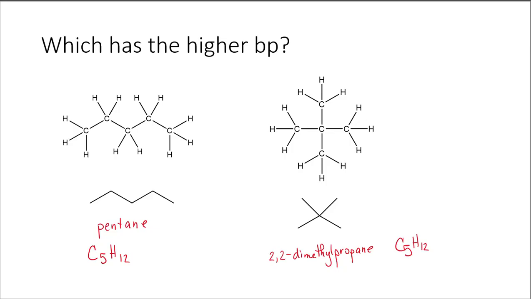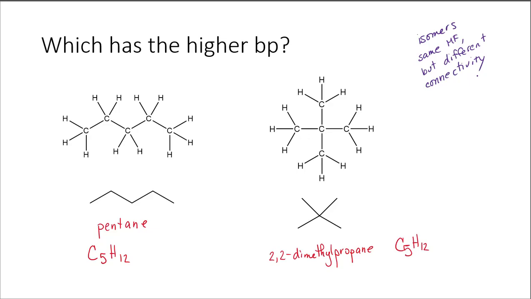This has a special term. When you get to organic chemistry, this becomes really important. But these two molecules are isomers of each other. They have the same molecular formula, but different connectivity. They're connected differently. So since they're connected differently, they're different molecules and they have different properties. But the question is, which one has the higher boiling point?